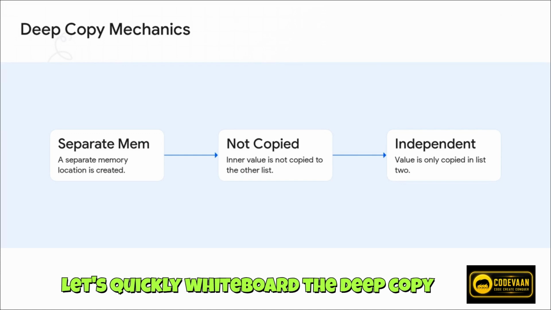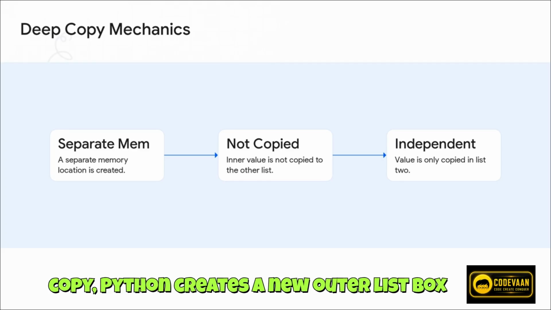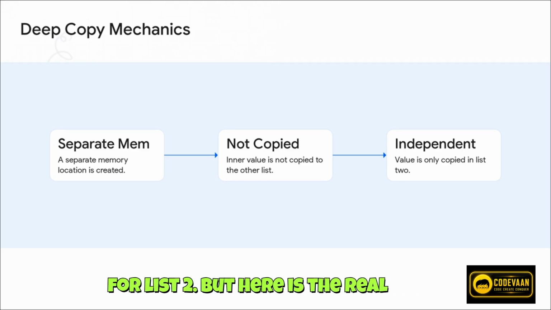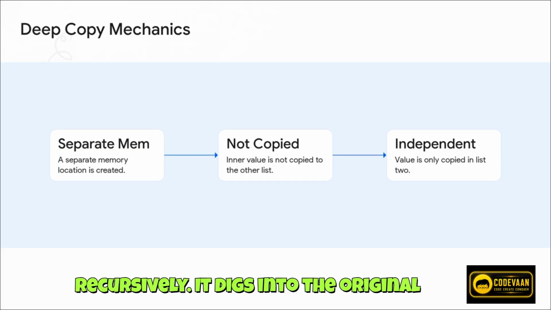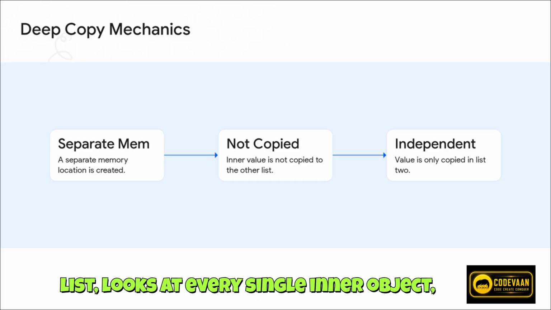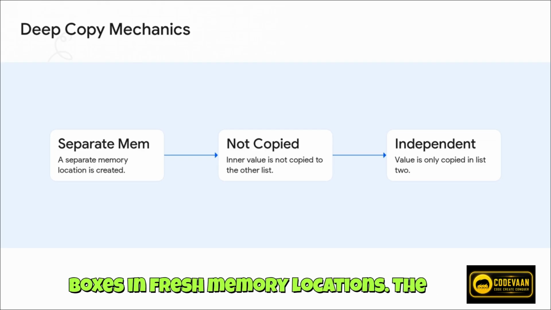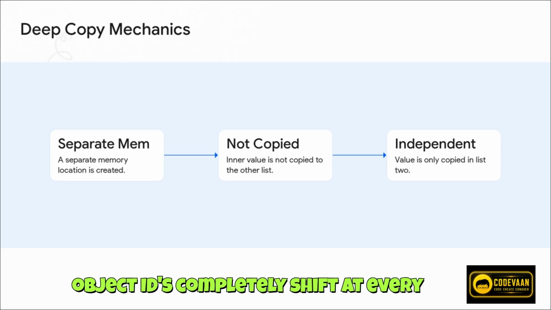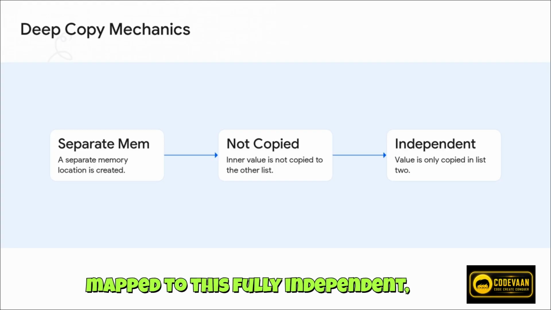Let's quickly whiteboard the deep copy mechanics. Step 1. Just like a shallow copy, Python creates a new outer list box for list 2. But here is the real magic in step 2. Deep copy operates recursively. It digs into the original list, looks at every single inner object, and creates entirely new inner item boxes in fresh memory locations. The object IDs completely shift at every single level. Step 3. List 2 is mapped to this fully independent, completely cloned memory structure.